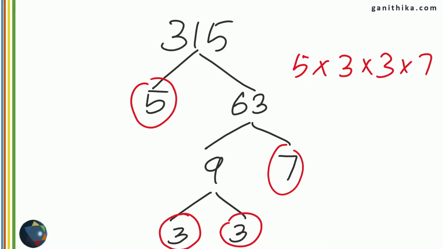Take away all the circled prime numbers, and the product of those circled numbers will give you the prime factors of 315, 5 times 3 times 3 times 7. So this is another way of splitting the number as prime factors.